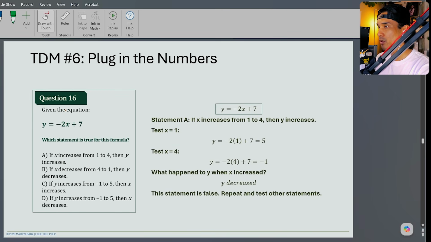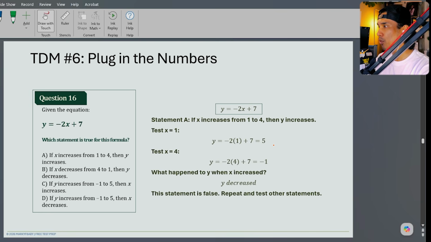So, given this question, given the equation Y is equal to negative 2X plus 7, which statement is true for this formula? Let's just check statement A. If X increases from 1 to 4, then Y increases. Let's test for X is equal to 1, and let's plug that in. Y is equal to negative 2 times 1 plus 7, this equals 5. And let's see what happens when we test X is equal to 4. Y is equal to negative 2 times 4 plus 7, that equals negative 1.